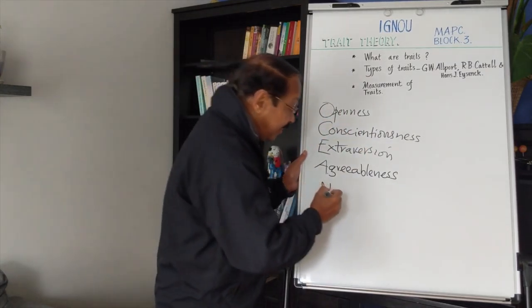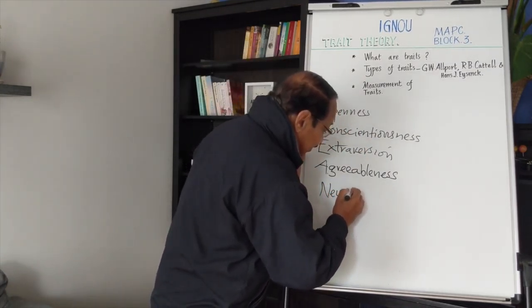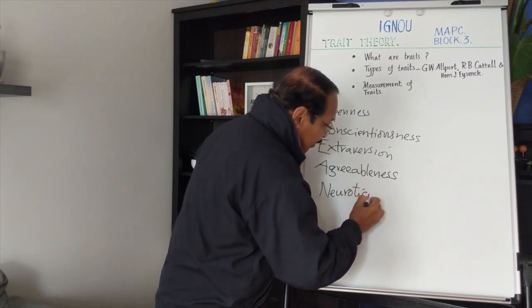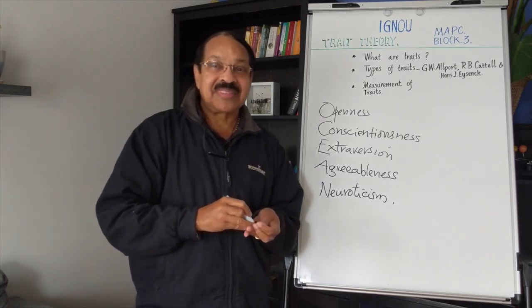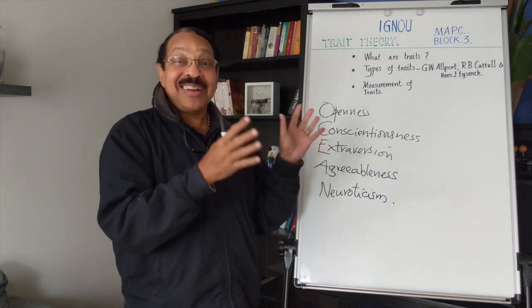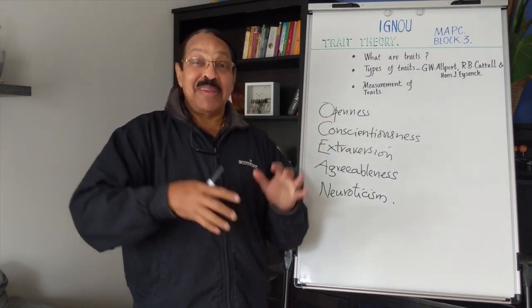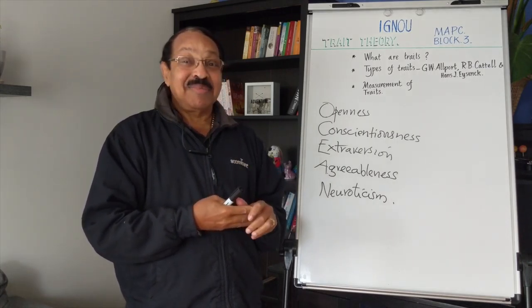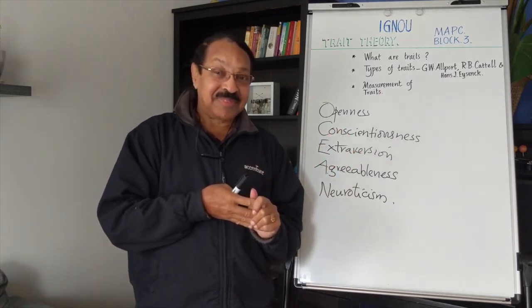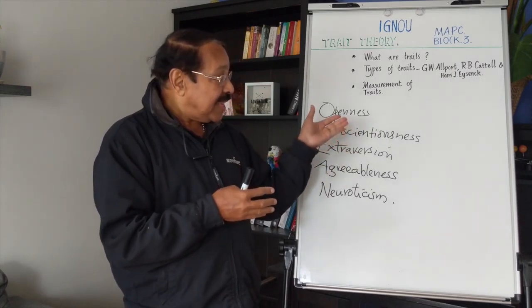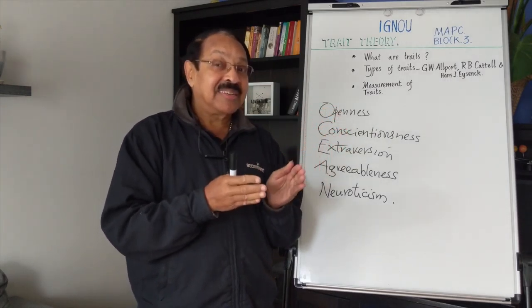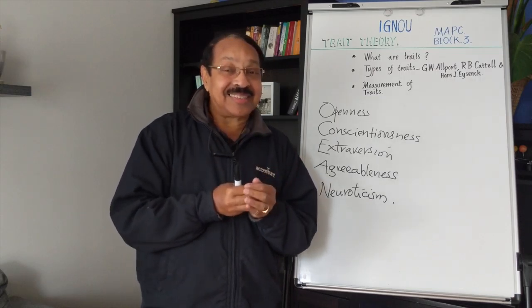Agreeableness, and this is neuroticism. So these are called the Big Five. Remember it, OCEAN traits. These characteristics, of course, involve so many other sub-characteristics.